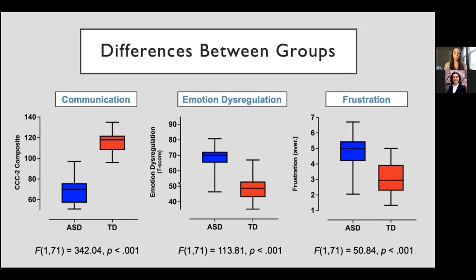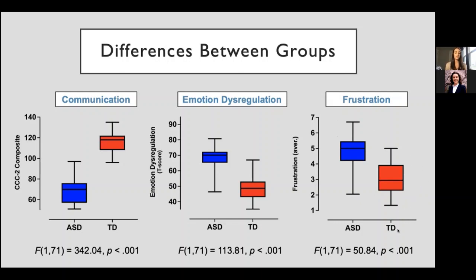Children with ASD have worse emotion dysregulation than typically developing children. The typically developing sample is around the measure's average of 50, while the ASD group's average is almost 2 standard deviations above the mean. The last graph shows the average scores of frustration on the 7-point scale from the combined frustration questionnaire. We see the children with ASD had more expressions of frustration compared to the typically developing group.